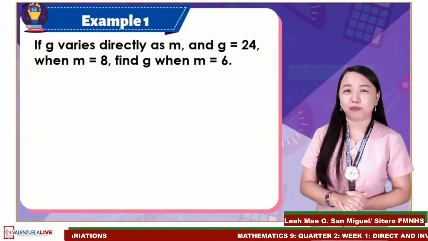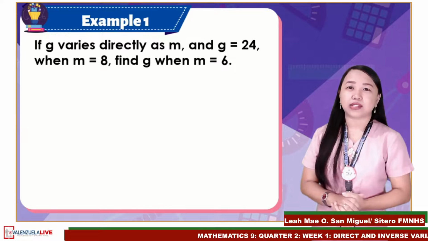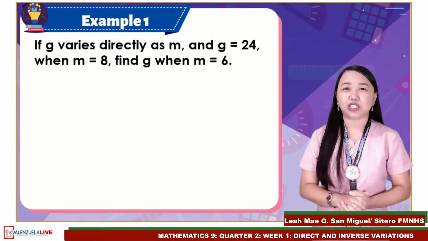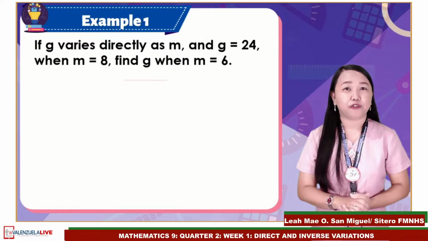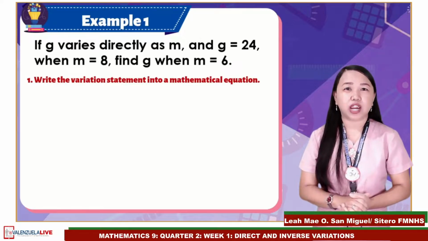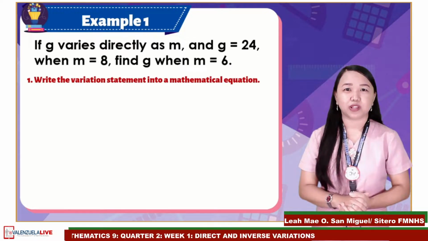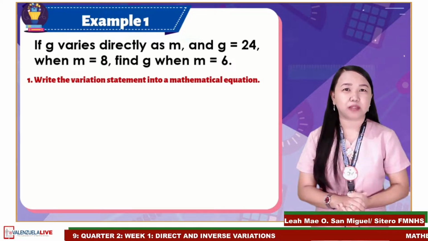Let's have problem number 1. If g varies directly as m and g is equal to 24 when m is equal to 8, find g when m is equal to 6. First step, write the variation statement into a mathematical equation. What is the mathematical equation of the given statement?